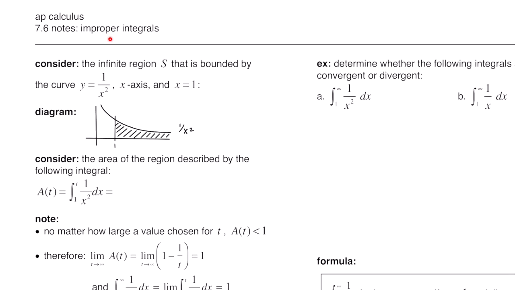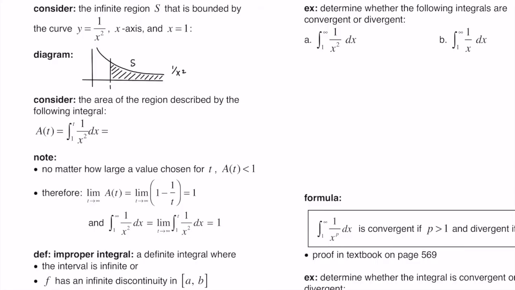In this lesson, we're going to cover improper integrals. So to start, we're going to consider the infinite region S that is bounded by the curve y equals 1 over x squared, the x-axis, and the vertical line x equals 1.